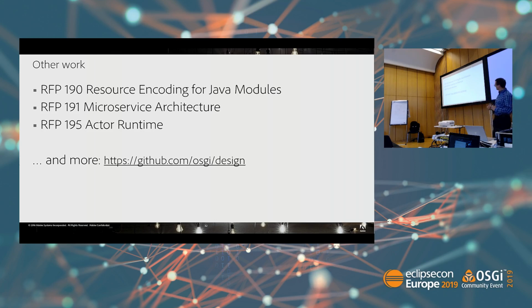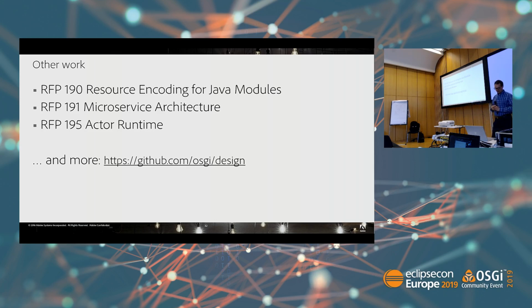There's a 191, which is a microservices architecture. It's more like an umbrella RFP that talks about requirements that need to be satisfied to use OSGi in the best possible way in a Docker or Kubernetes environment. So this actually already points to other RFCs that we're already working on. So most of that is covered, but that's more or less an umbrella document which can be interesting to look at.